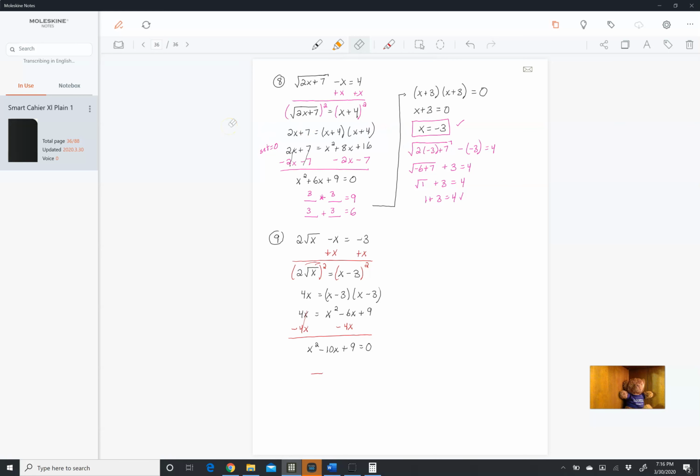We need 2 numbers that add to negative 10. Notice here I put the addition first, and here I put the multiplication first. It doesn't matter. Don't get confused by that. It makes no difference. 2 numbers that add to negative 10 and multiply to positive 9. So our 2 numbers are negative 9 and negative 1. They're both negative.